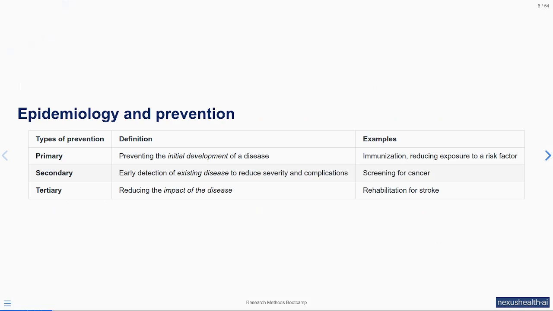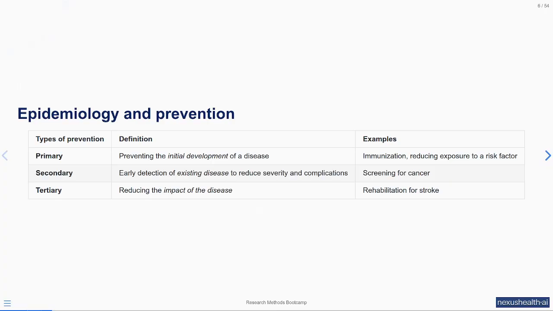Secondary prevention involves the early detection of existing disease to reduce severity and complications. Examples of that are screening for cancers and other types of diseases. Thus, the key distinction between secondary and primary prevention is that in secondary prevention, the disease is already present, and what we are trying to do is to detect it as early as possible in order to treat it, so as to reduce the severity and complications that may occur. Whereas primary prevention deals with preventing the disease from even developing in the first place.